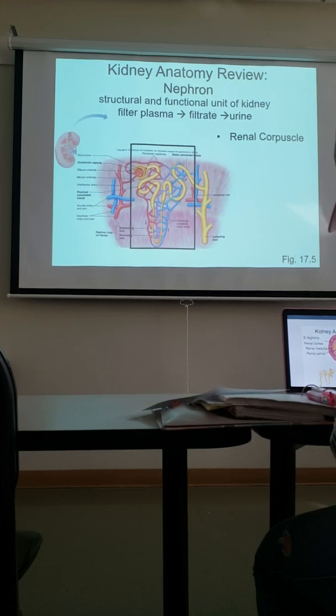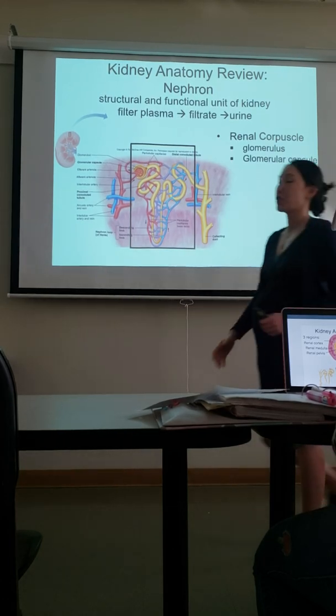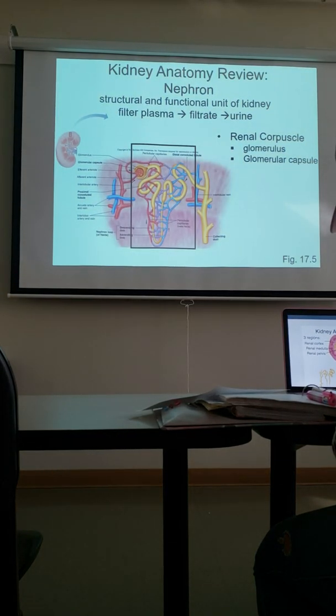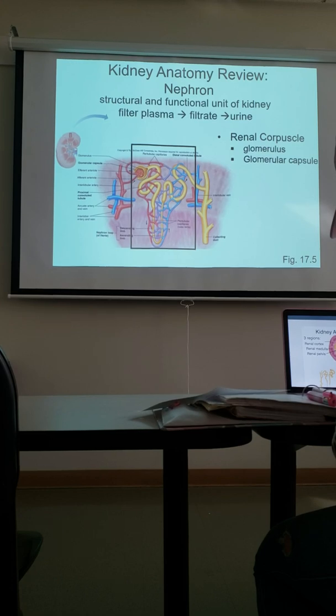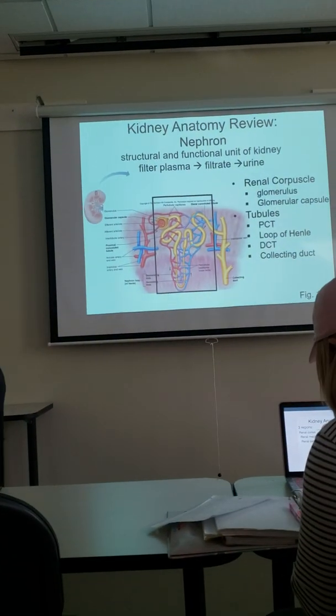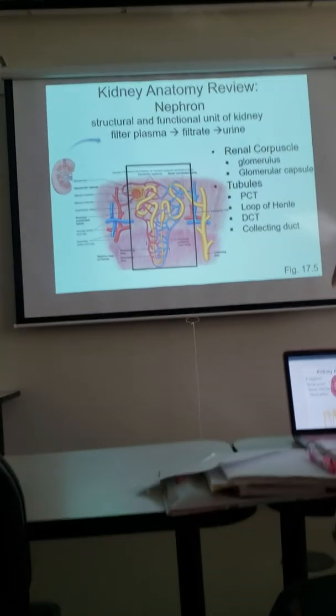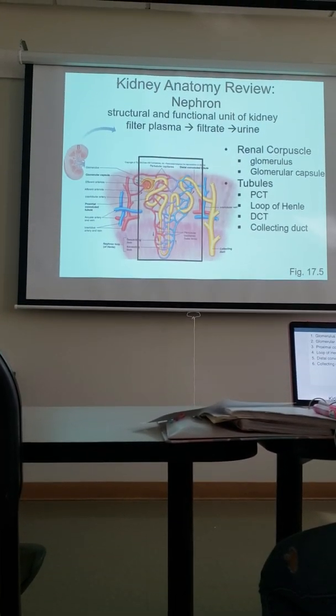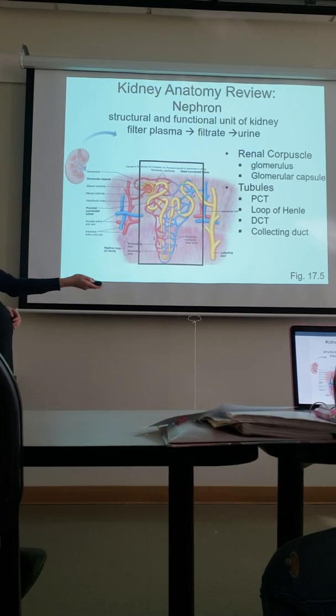There's the structure called the renal corpuscle. The renal corpuscle is basically your glomerulus and your glomerular capsule. So this very first part, right here, where your glomerulus and your capsule are together, this is your renal corpuscle. And then after that, you go through all of your tubules, right? That's your PCT, your loop of Henle, your DCT, and your collecting duct. So when we talk about the nephron, you've got the beginning part, and then you've got all the tubules.